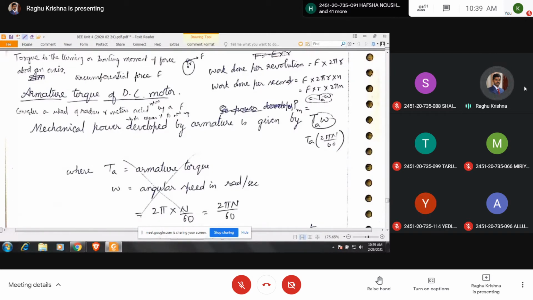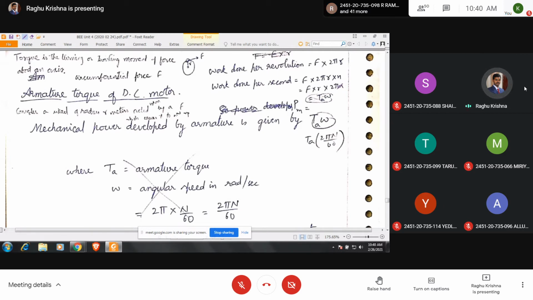So work done per second is equal to F into 2 pi r into the number of revolutions per second. That's why I represented it with small n. From this you take F into r, into 2 pi n. So 2 pi n can be written as omega. Omega is the angular velocity, and n is the number of revolutions per second.